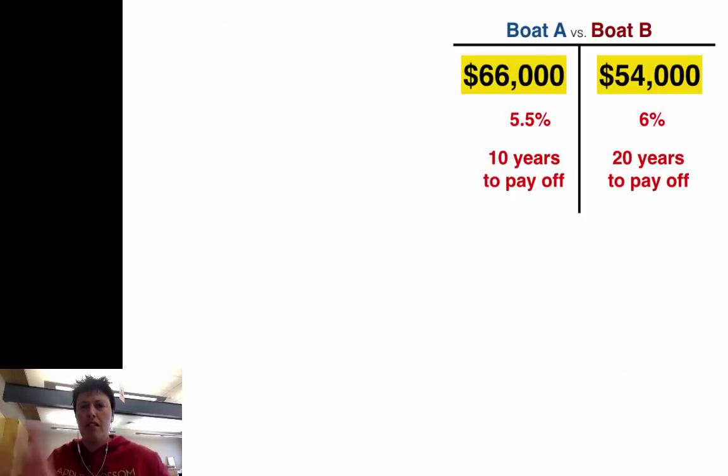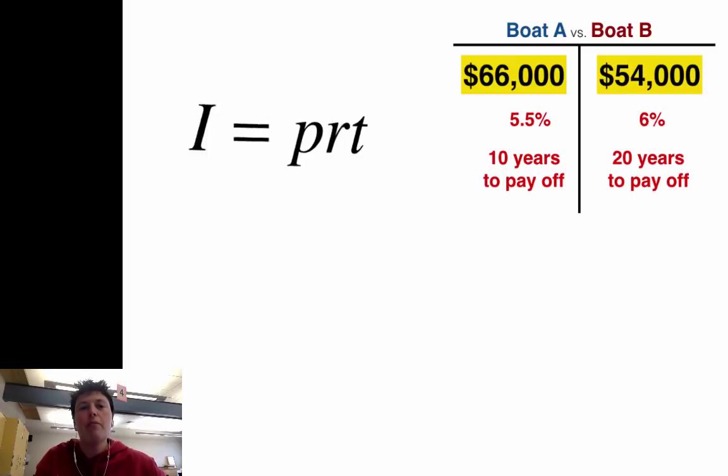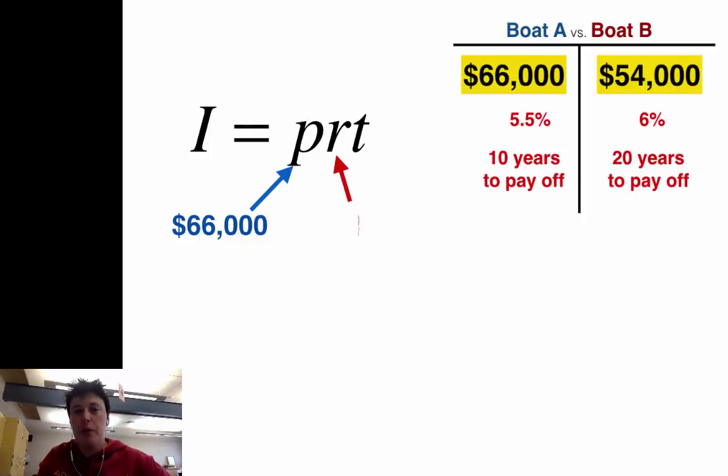So I'm going to make this a little small and off to the side. I'm going to focus on boat A first. I'm going to use my simple interest formula, I equals PRT. And then what I'm going to do is write out my principal. My principal is the $66,000. So $66,000 goes where the principal is. My rate is 5.5% for this one, and I'm going to have 10 years to make the payments and pay this thing off. So this is option A, my first boat choice.